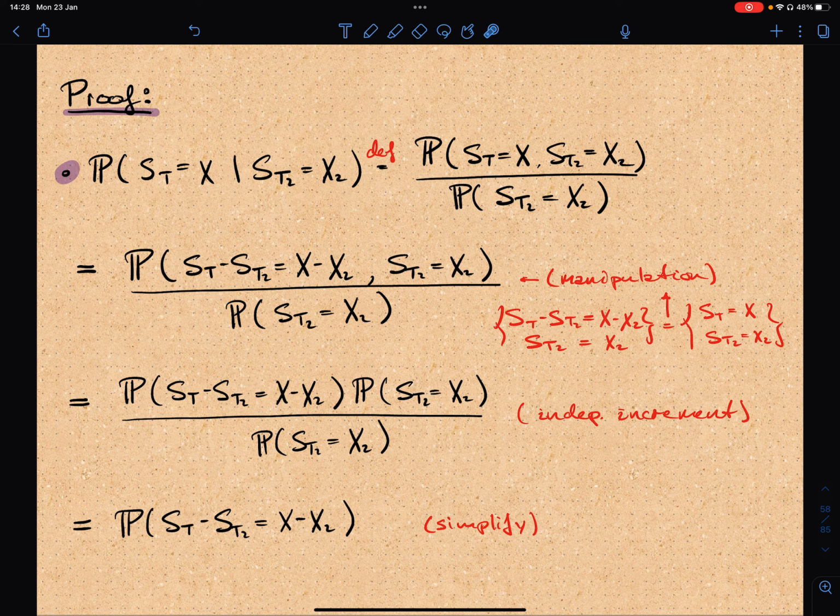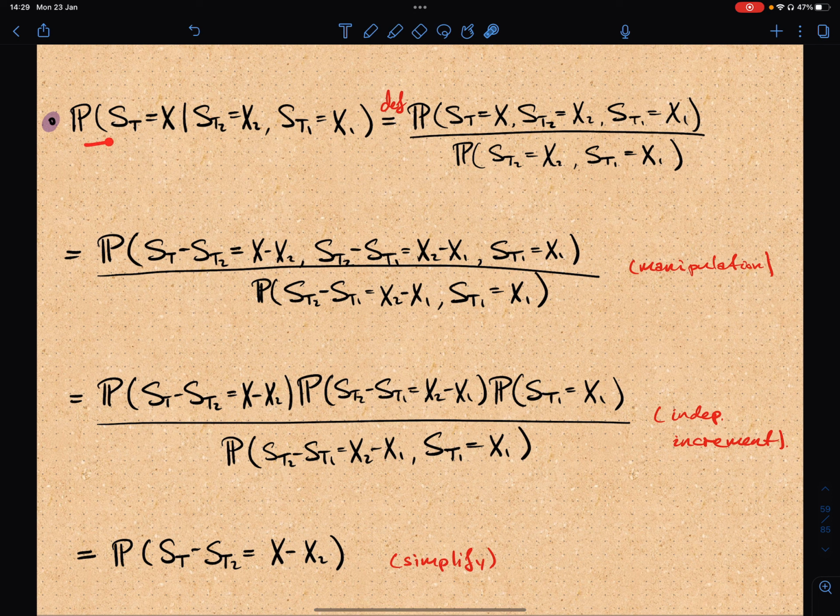And now we see that we can simplify. We can cancel this and this, and we see that the probability that you're at location X at time t, given that you're at location X2 at time t2, is given by the probability that your increment is equal to X minus X2. So we obtain this simplification for this conditional probability, and we'll simplify the left-hand side similarly.